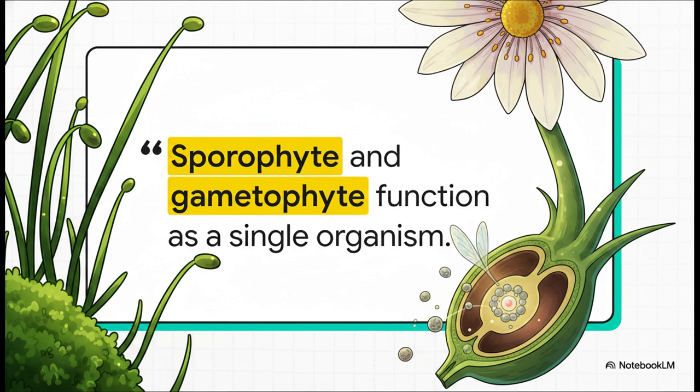But in modern flowering plants, it's been radically shrunk down. The entire female gametophyte is just a few microscopic cells living completely hidden inside the main plant, and the male gametophyte is literally just a tiny grain of pollen. As the researchers Bateman and DiMichele put it, the two generations effectively function as a single organism now.